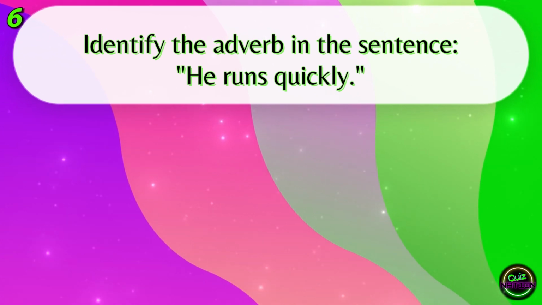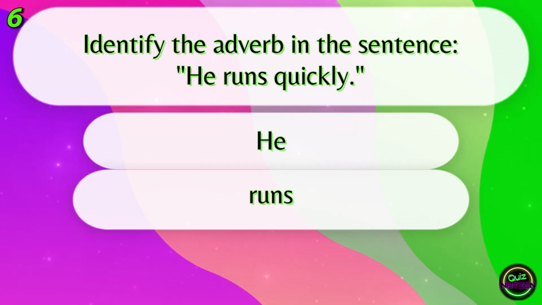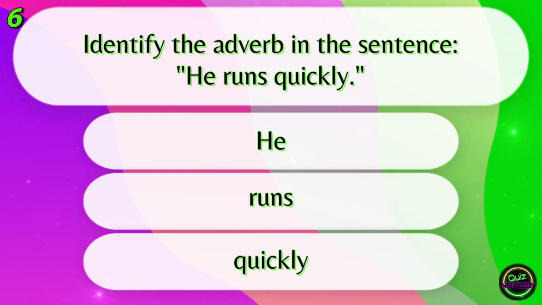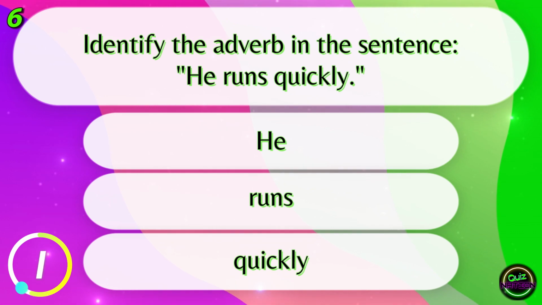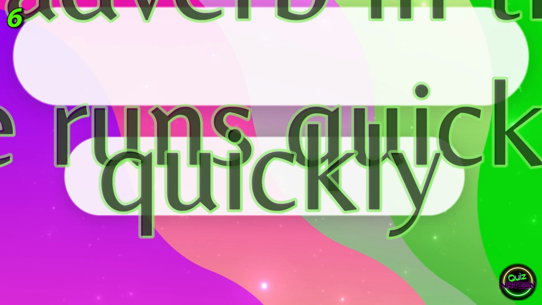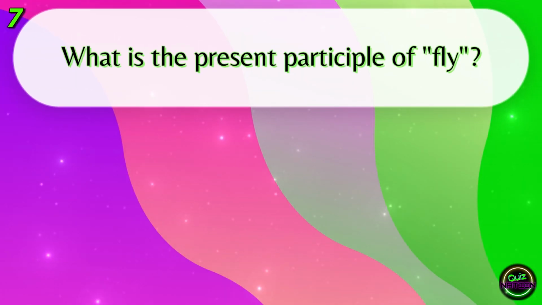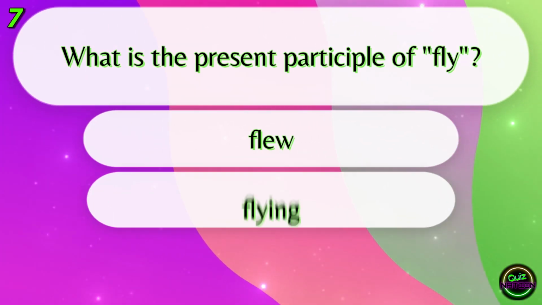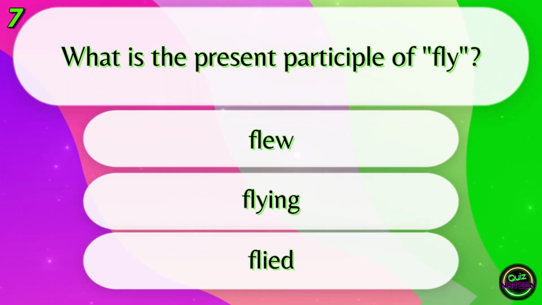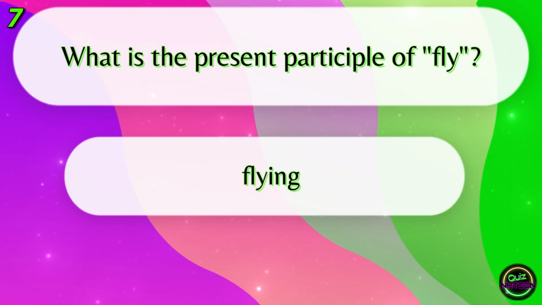Identify the adverb in the sentence. He runs quickly. Quickly. What is the present participle of fly? Flew, flying, flied, flying.